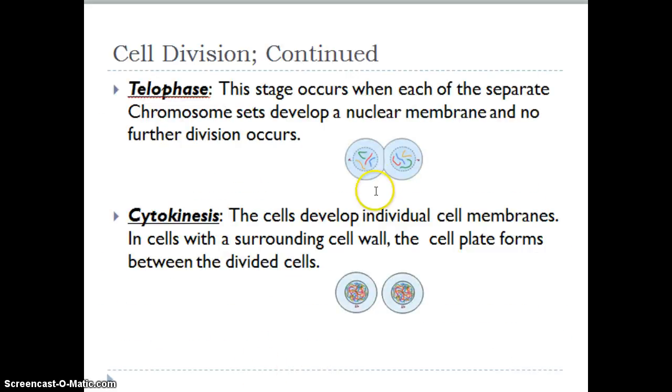Telophase is after the chromosomes have all separated, and the nuclear membrane reforms around each of the daughter cells' DNA. And then the cytokinesis is actually when the actual breakup of each of the cells occurs. And that is simple mitosis.